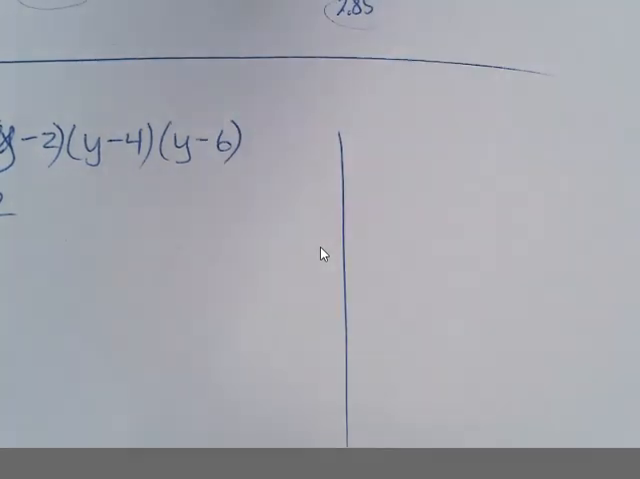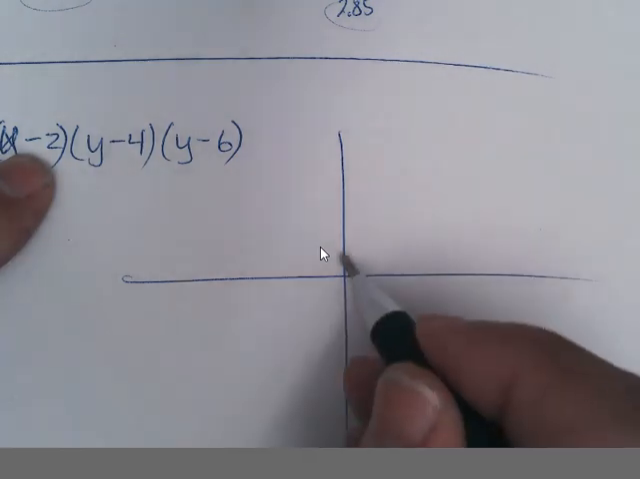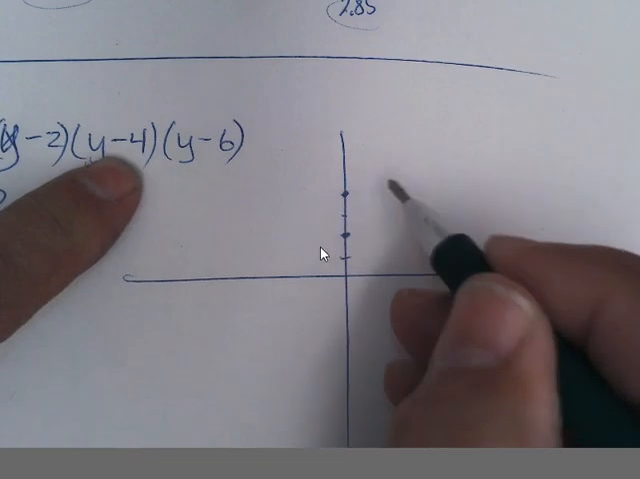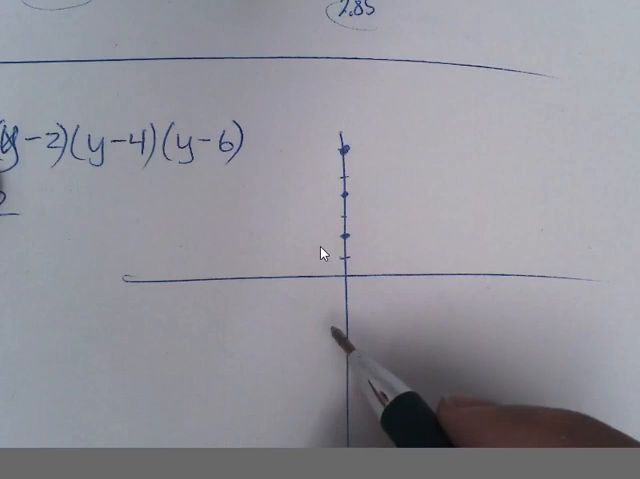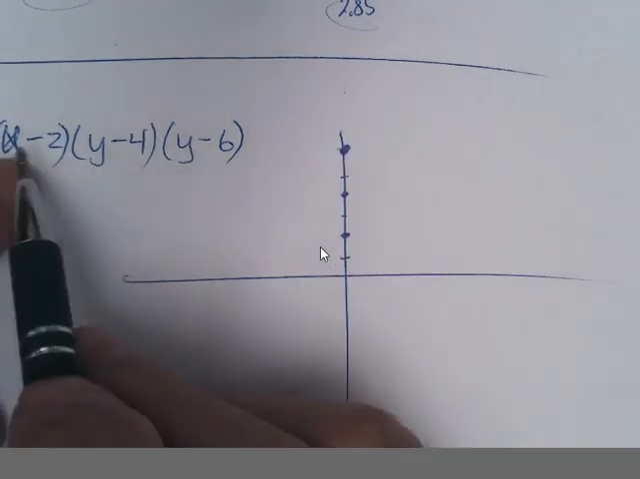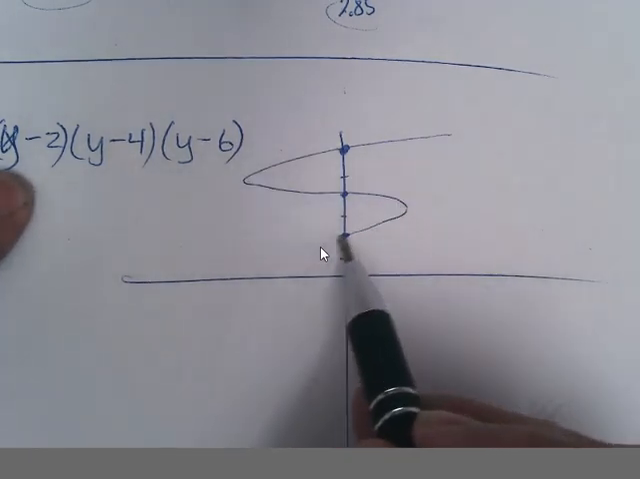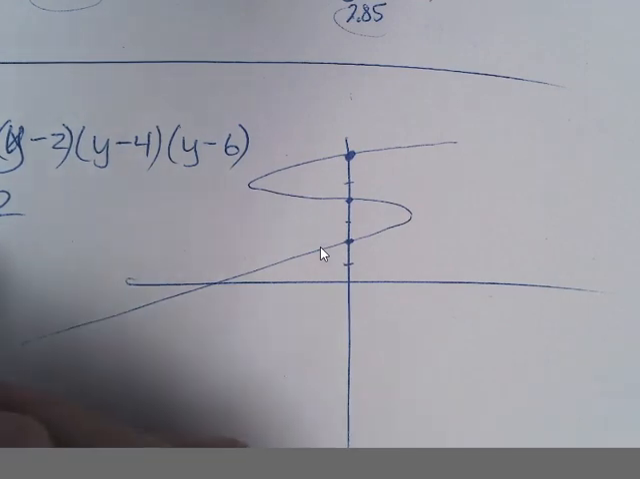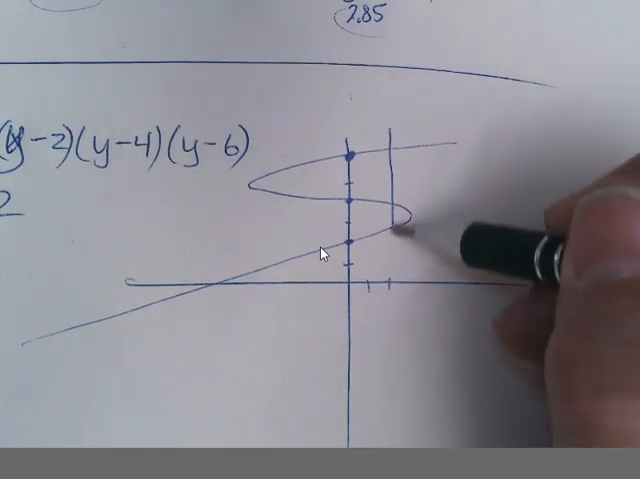What does this look like? Well, it has a y-intercept of 2, a y-intercept of 4, and a y-intercept of 6, and for bigger numbers than 6, like 7, 8, or 9, this is positive, so it goes like this. Something like that. And x equal 2 would be something like this.